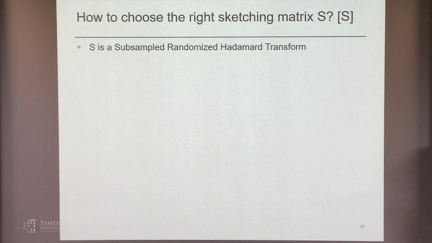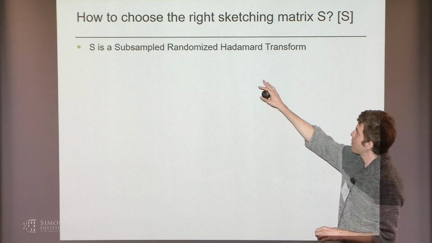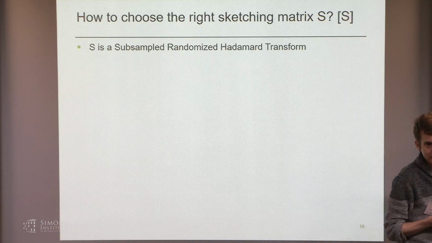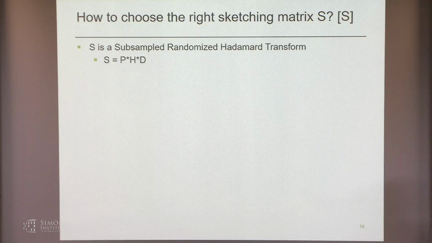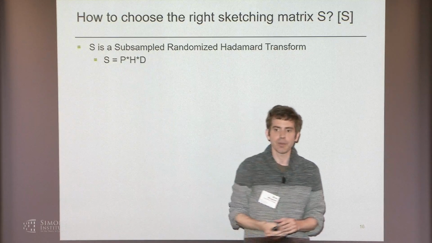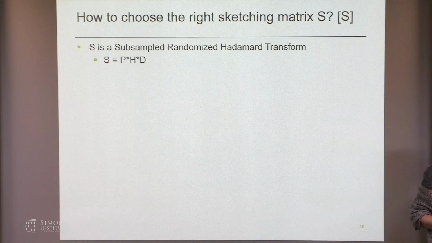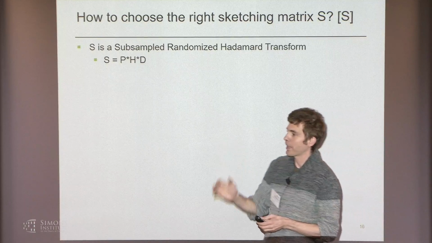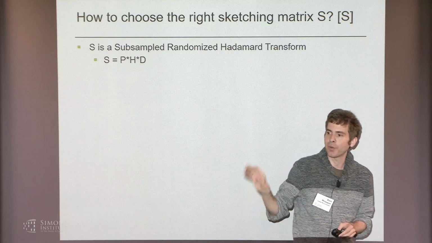Now the first improvement to this was given by Tamás Sarlós, who observed that you can choose S, instead of being from a matrix with IID normal random variables, from a much more structured random family of matrices called subsampled randomized Hadamard transforms. What do these typically look like? They typically can be factored into a product of three matrices P, H, and D. The point about these factors is that they can all be applied very quickly to a vector.